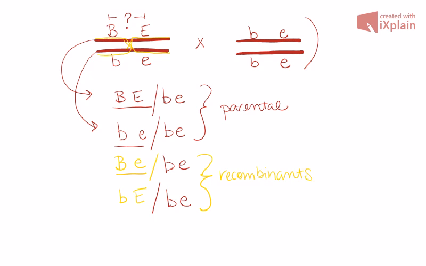Now the question is, how many of these are there? Let's say, for example, that there are 80 parentals and 20 recombinants. Well, what that tells us is that there are 20 recombinants out of 100 offspring times 100% gives us 20 map units or 20 centimorgans.